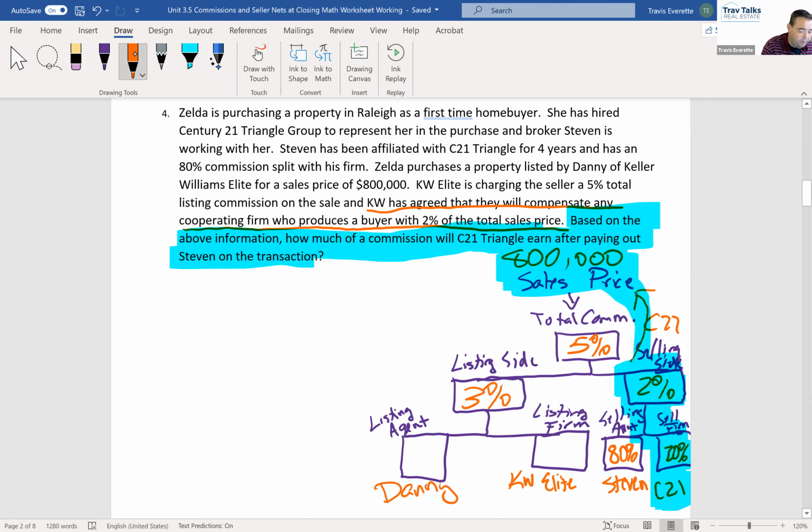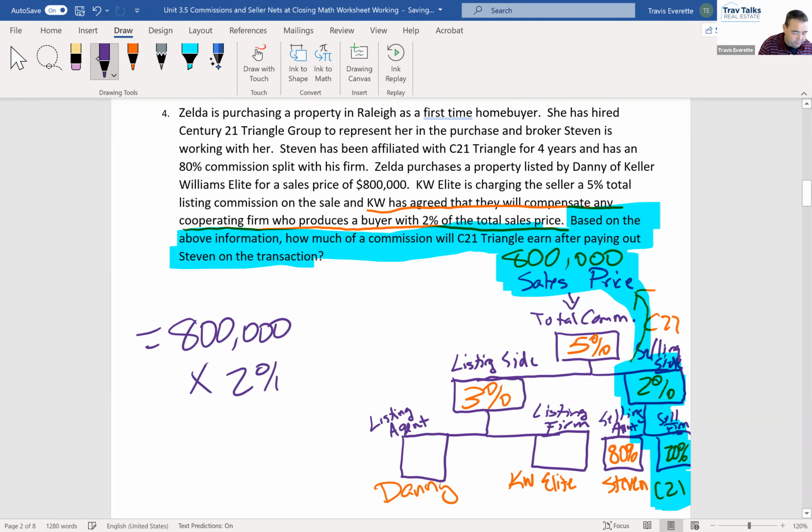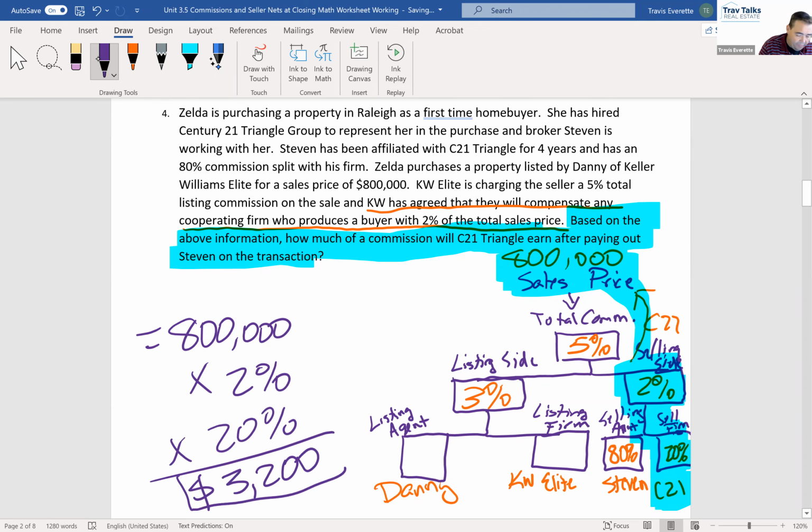So again, I'm gonna write that out on the screen. So here's what you type in the calculator: equals $800,000 times 2% times 20. And that's $3,200. $3,200. And that is how much money Century 21 right here would earn in that transaction after they've paid out Stephen.